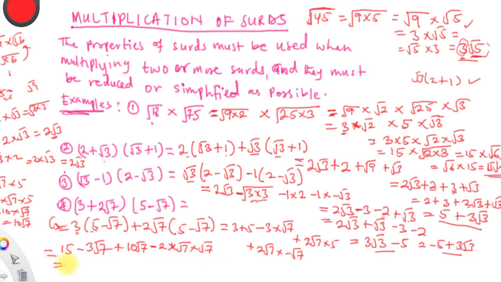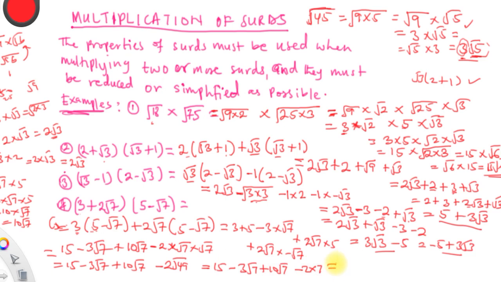Okay? So this is equal to 15 minus 3 root 7 plus 10 root 7. Then minus, so 7 times 7 is 49. So at the end, you get root of 49. Minus 2 root 49. This one we can simplify. Let us maintain it. So minus 2 times root of 49, which root of 49 is 7, 2 times 7, have you seen?